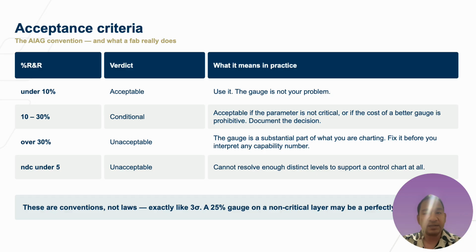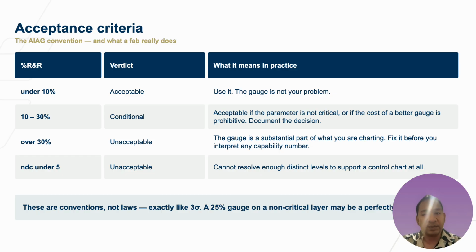The conventional acceptance criteria from the Automotive Industry Measurement System Analysis Manual. Under 10% acceptable, use it. The gauge is not your problem. 10 to 30% conditionally acceptable if the parameter is not critical or if a better gauge is prohibitively expensive. The important word is document. Write down why you accepted it because someone will ask in 2 years. Over 30% unacceptable, and the gauge is a substantial fraction of what you are charting. Do not interpret any capability number from the measurement until it is fixed.